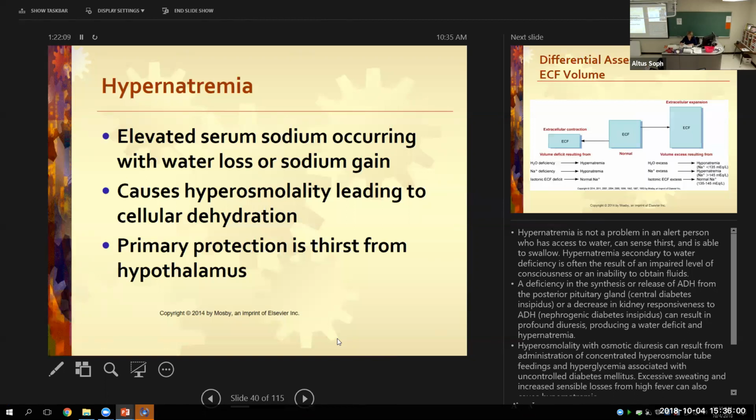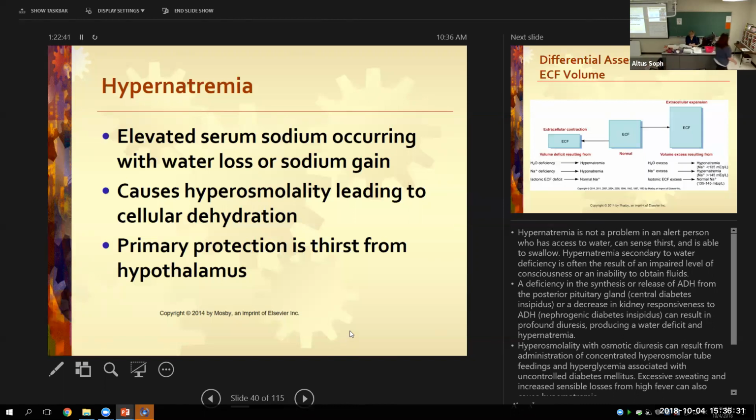So if we're dehydrated, we have not enough fluid, usually we see hypernatremia. When we have too much fluid on board, then we see hyponatremia. So keep that in mind. Usually too much fluid on board is going to decrease the concentration of sodium, so a decrease in our sodium level. When we're dehydrated, it's more concentrated, so we see hypernatremia. Okay? So make sure you understand that.